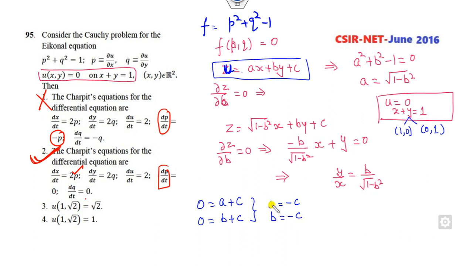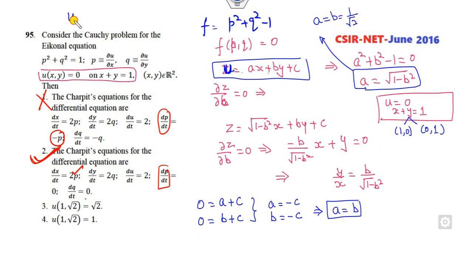But we know what the meaning of that is: a is equal to b, and once a is equal to b, you can substitute here. You will get a and b as 1 by root 2. So what is the solution of this problem? a and b are the same, so x plus y over root 2. What is c? c is nothing but minus of a, so it is minus 1 over root 2. Now you can substitute the point 1 comma 0. 1 comma 0 gives 0. So this option is correct and this option is cancelled. So the right answers are B and D.